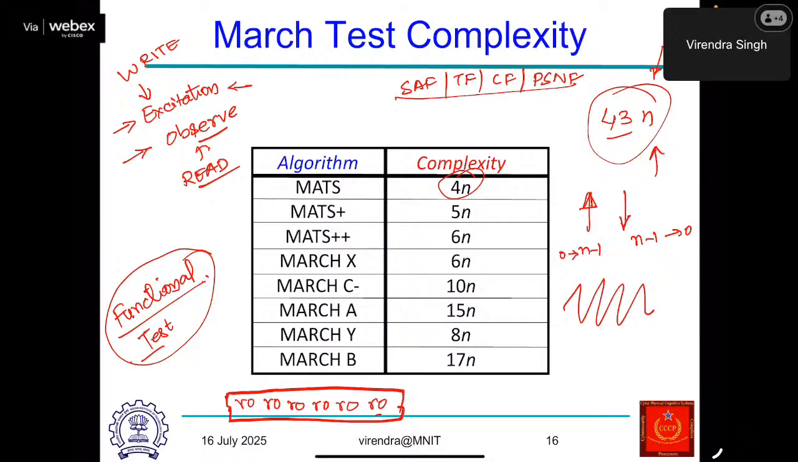Like the difference between 4n and 43n is 10 times. So if one is taking 10 seconds, in that case another will take 100 seconds, right? So that will be really large, humongous, and it has direct implication in terms of cost.